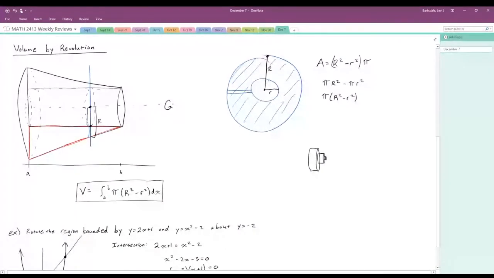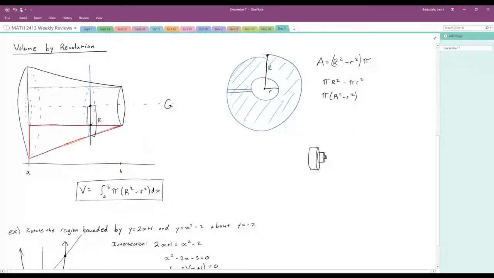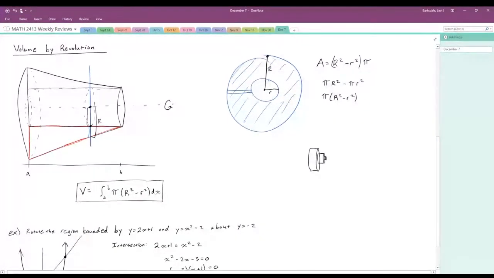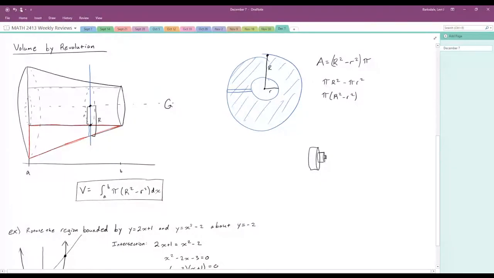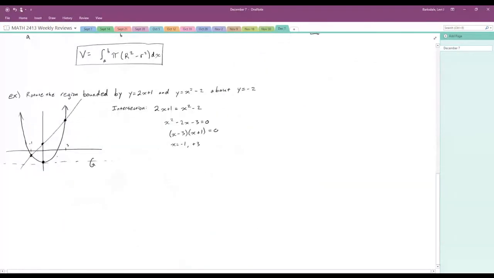And I should just go ahead and mark that on there. Whoops, that should be a lowercase r. So in this case, I'm looking for two distances, my capital R and my lowercase r. My lowercase r is going to be the shorter distance from one curve to my axis of revolution. So right here, this would be my lowercase r.